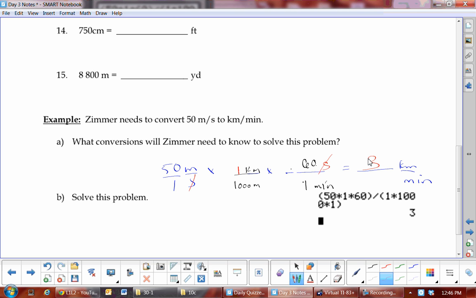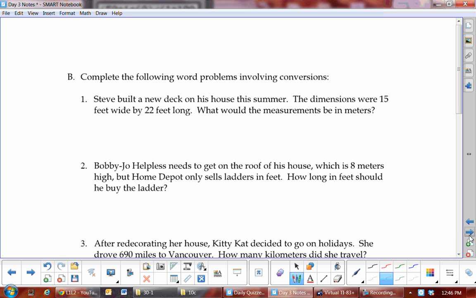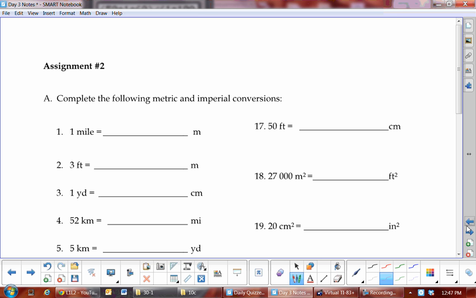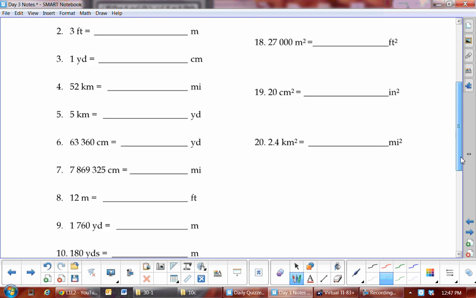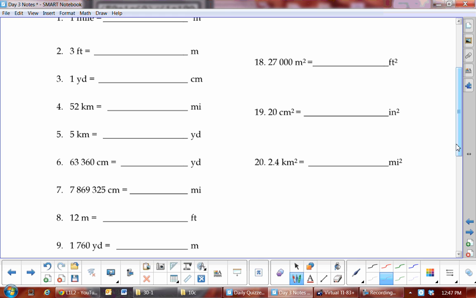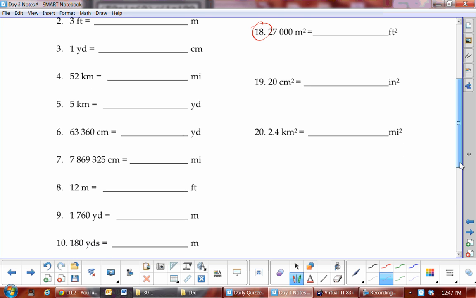Okay, I would like to go to question 19 on your assignment. Okay, question 19 on page 14. Oh no, let's do 18, because 19 I'm giving you to do. So 18, 27,000 meters squared to feet squared. Okay, so that's what you do.